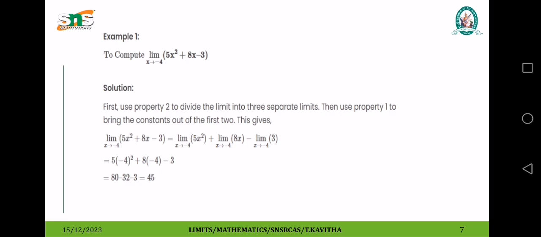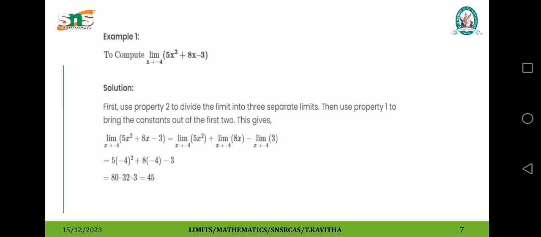Example for limit. To compute limit x tends to minus 4 of the function 5x square plus 8x minus 3, we use property 2 to divide the limit into three separate limits. Then use property 1 to bring the constant out of the first two. This gives limit x tends to minus 4, 5x square plus 8x minus 3. We separate these, then we get limit x tends to minus 4, 5x square plus limit x tends to minus 4, 8x minus limit x tends to minus 4, 3.